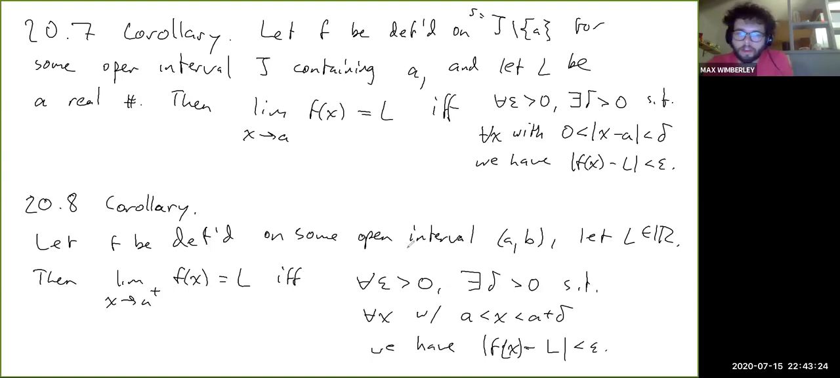Just a couple comments about this, and this is kind of about discussion 20.9, which I strongly recommend you read.